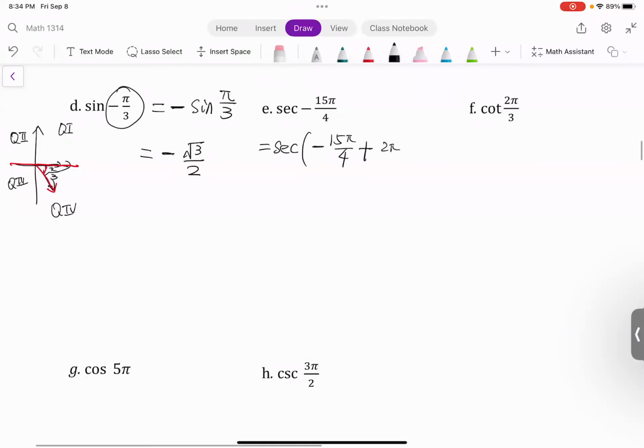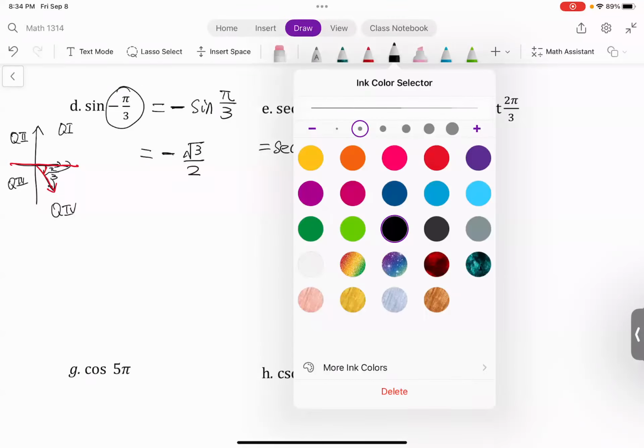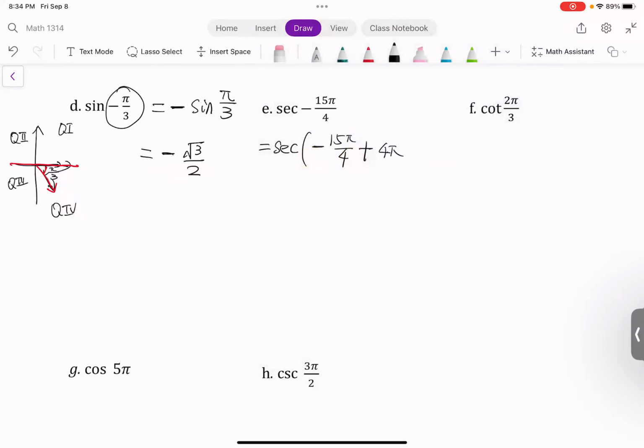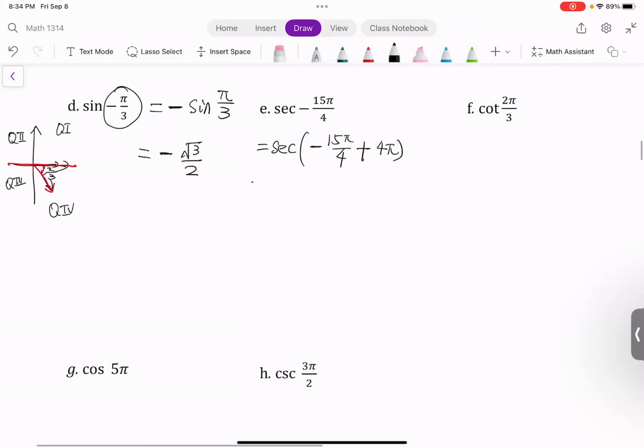How about 2 pi? I think it's too small. 2 pi equals 8 pi over 4. I'm still making a negative angle. How about 2 revolutions, which is 4 pi? 4 pi equals 8 pi over 2, and also equals 16 pi over 4. They have the same bottom, so do the addition on the top. I'm having pi over 4.